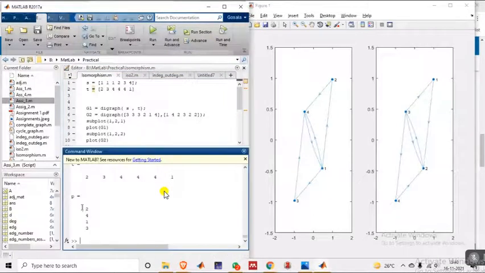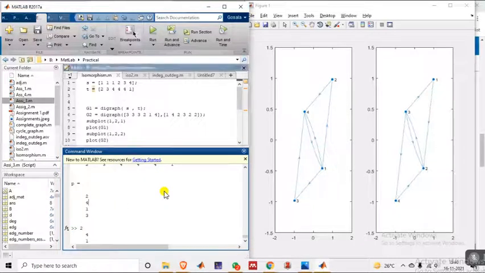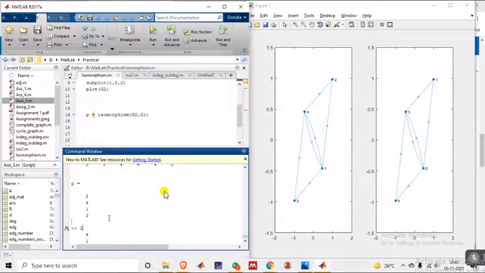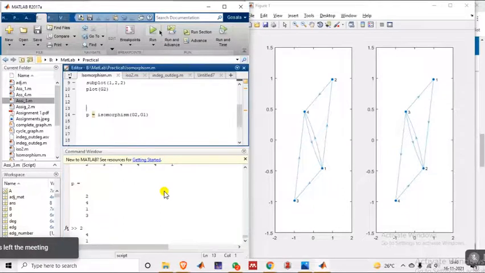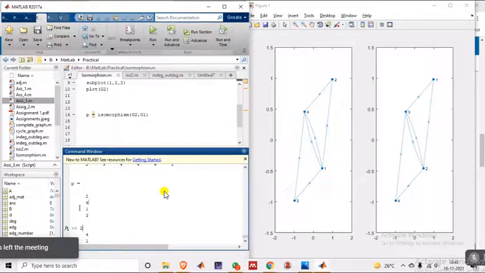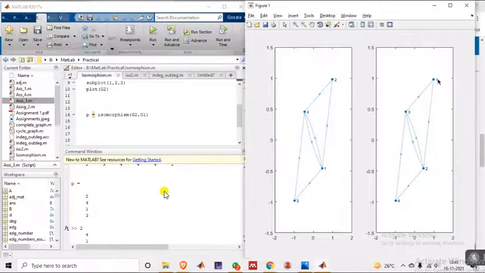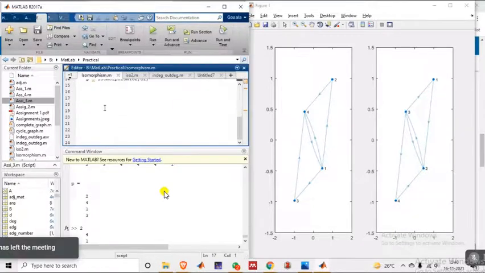So the 1, 2, 3, 4 will come here, and the output of those have come in this. So 2 is connected to 1, and again 2 is connected to 1, and 4 is connected to 3. That is how isomorphism comes.